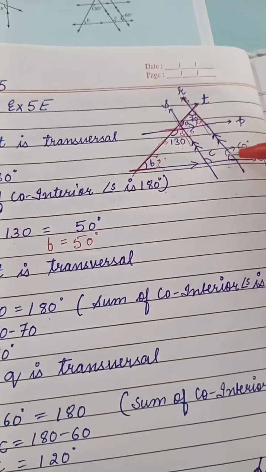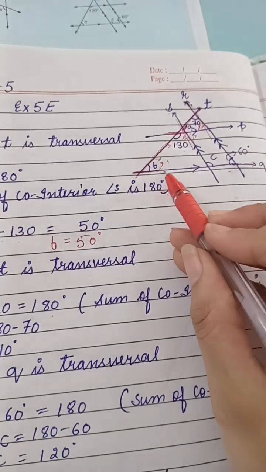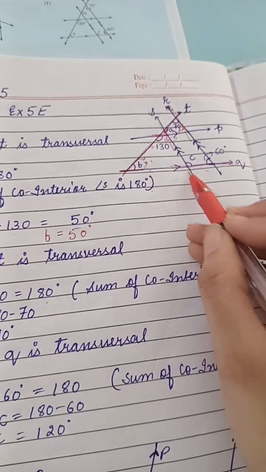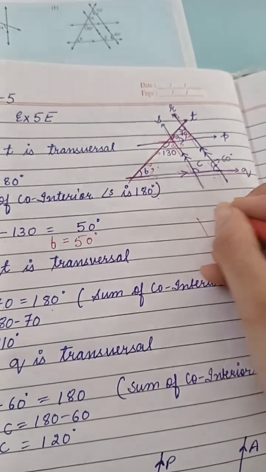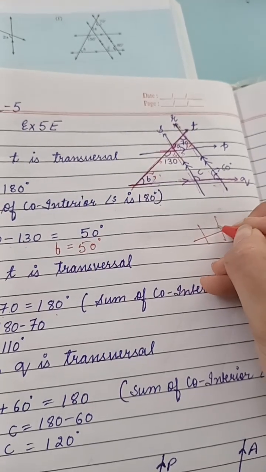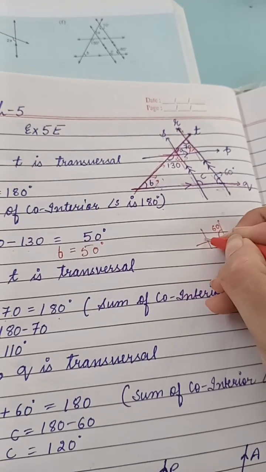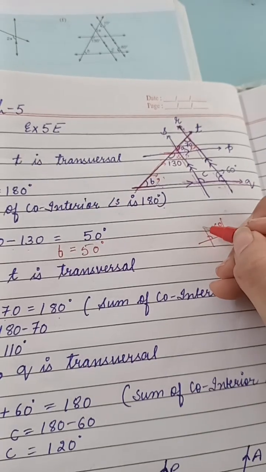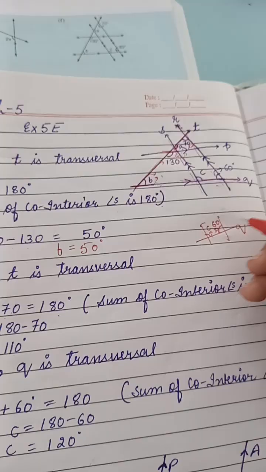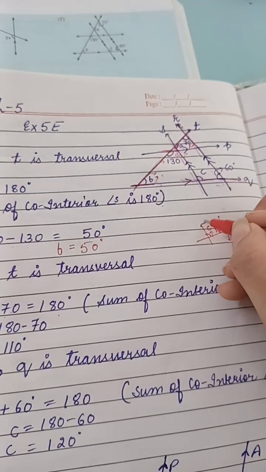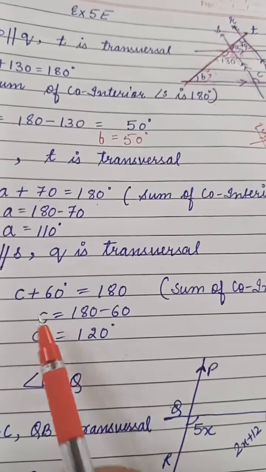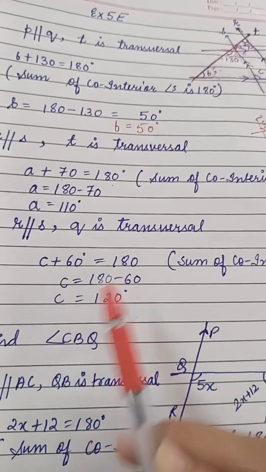Coming again to parallel lines R and S, on these lines there are two more angles but with a different transversal. What is the transversal now? Check. These lines are parallel, and this is the transversal Q. Here is 60 degrees, here is angle C. They are on the same side of the transversal and in the interior of the parallel lines, so they are again co-interior. C plus 60 equals 180 degrees.